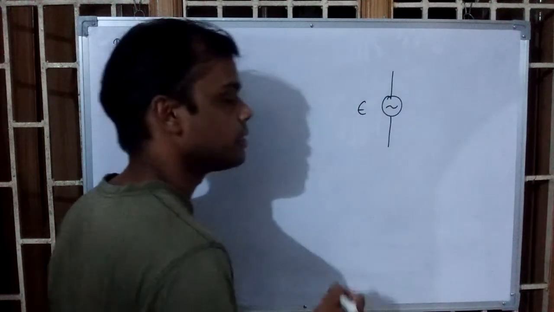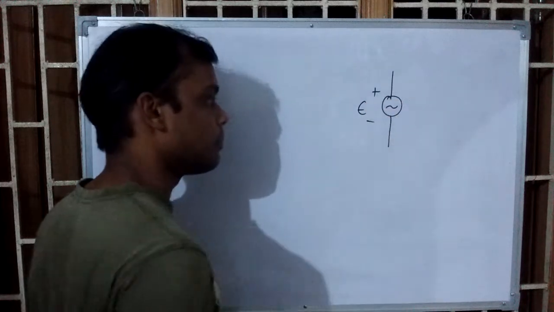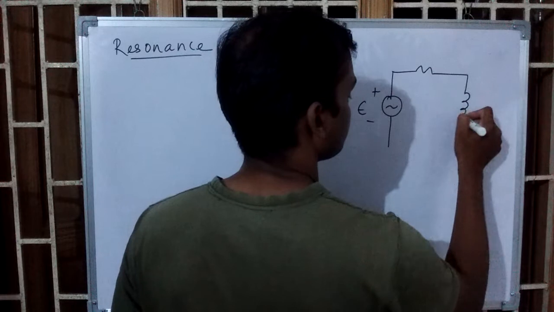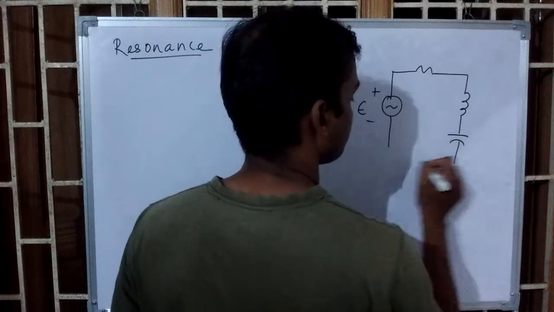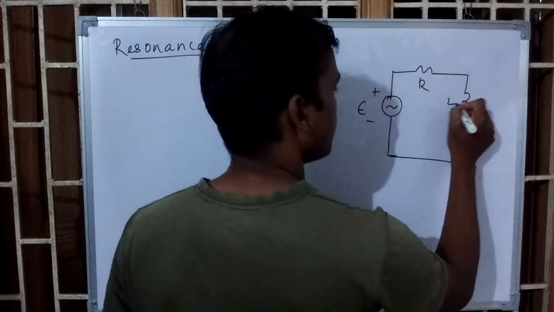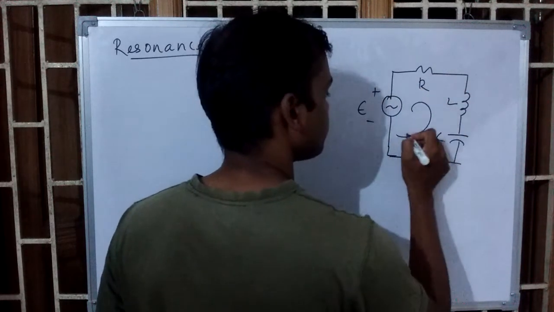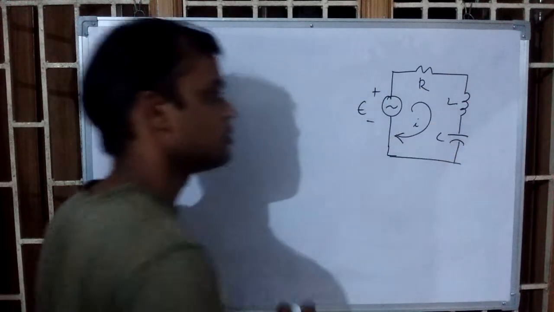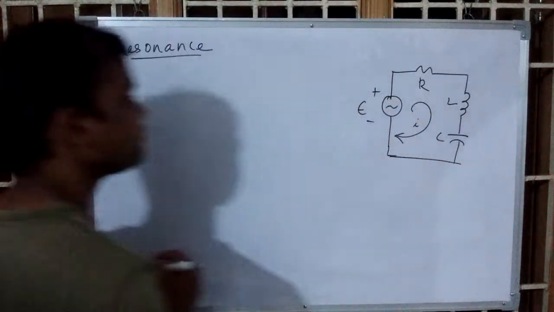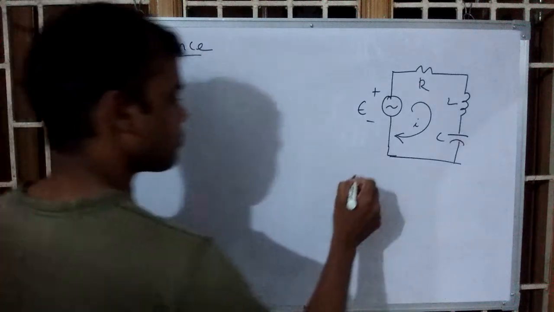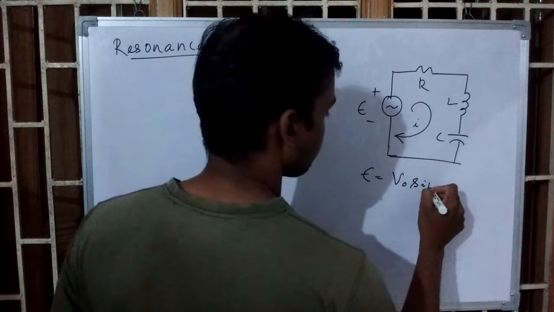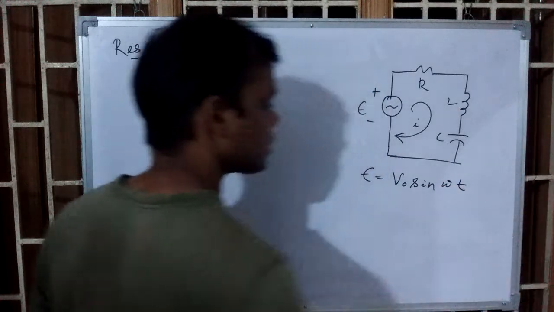This is a typical AC voltage applied to a series RLC circuit. Now this is the current. Of course epsilon is equal to V naught sin omega t.